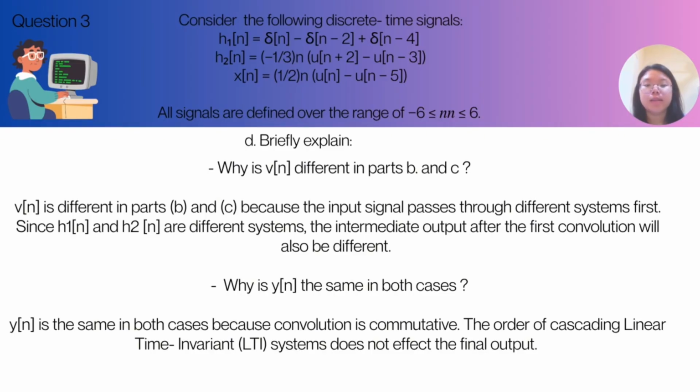Why is y[n] the same in both cases? y[n] is the same in both cases because convolution is commutative, so the order of cascading linear time-invariant, LTI, systems does not affect the final output.